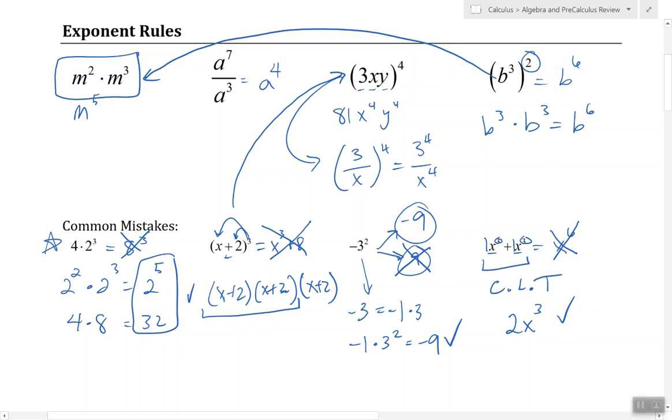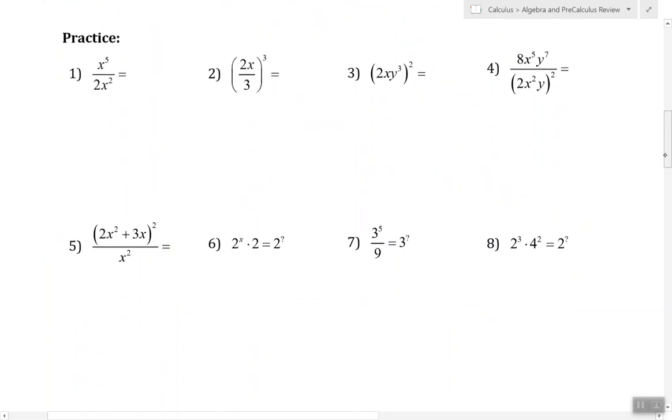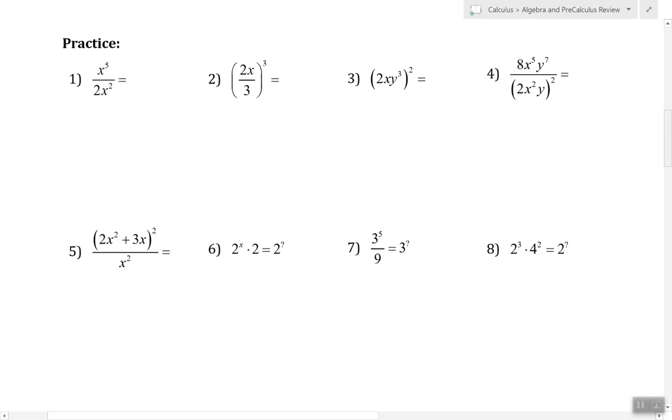So now that we've reviewed these rules and kind of gone through a couple of mistakes that you want to try and avoid, take a look at the 8 problems that are given here, solve them on your own, and then take a look at the answers provided to the right of the video to make sure that you solved them correctly.